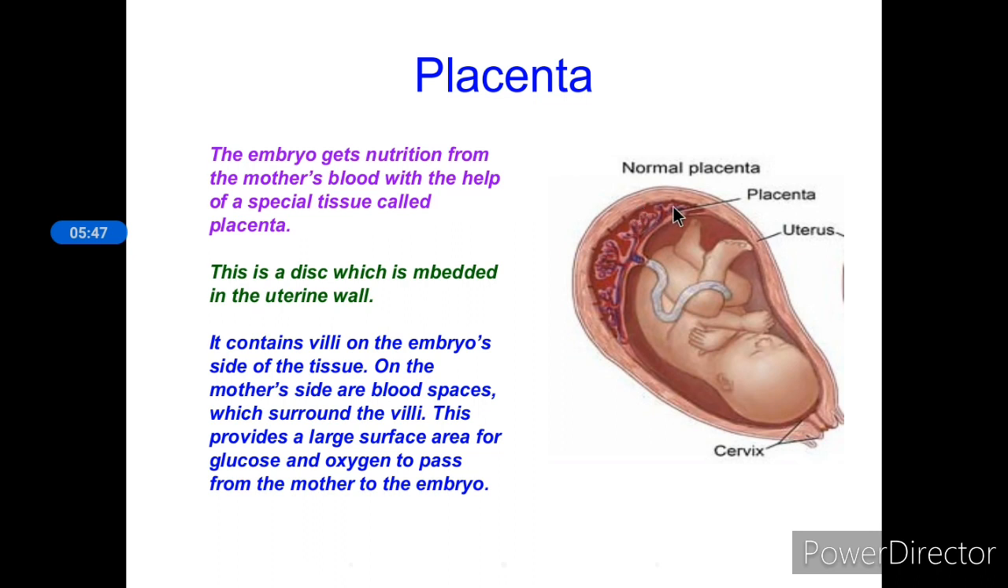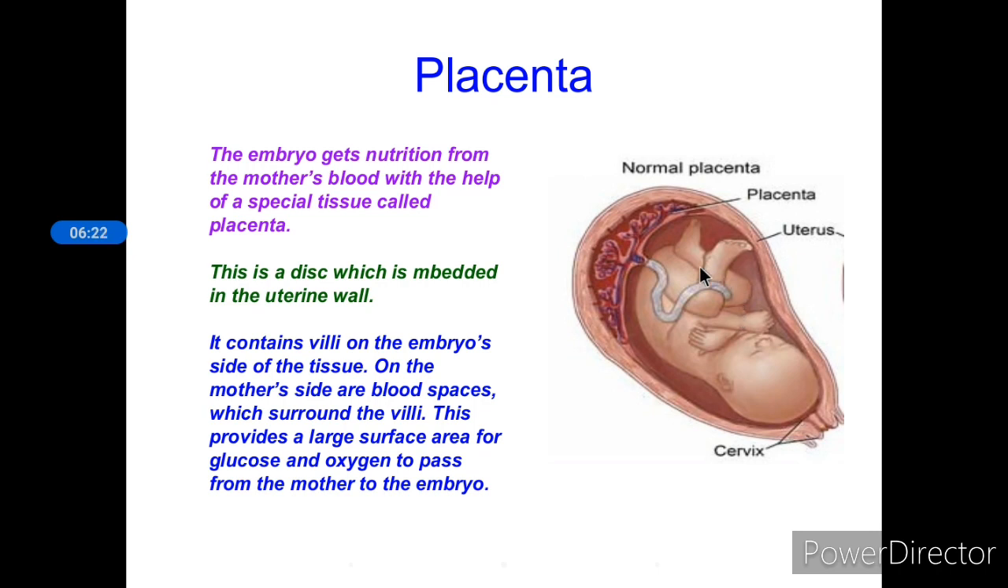This is a disc which is embedded in the uterine wall. And it contains villi on the embryo side of the tissue. Villi means finger-like projections, right? Also, on the mother's side there are blood spaces which are surrounded by villi. Here you can see finger-like projections. That provides a larger surface area for the absorption of glucose and oxygen to pass from the mother's body to the baby or the embryo.